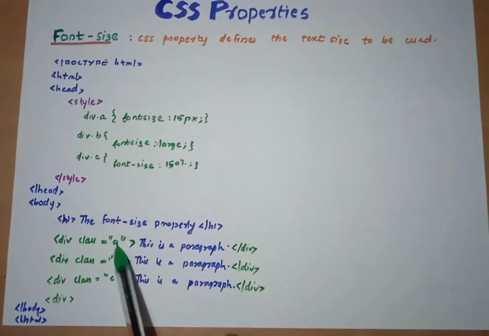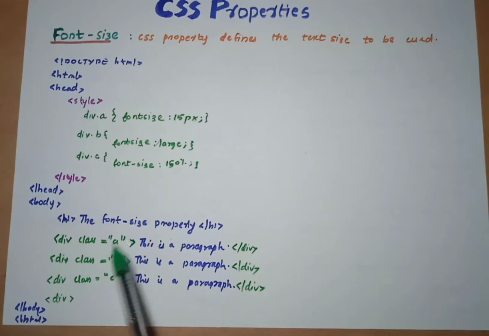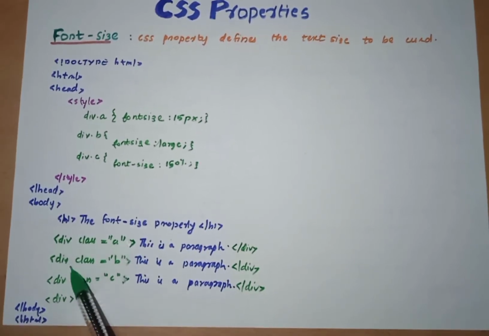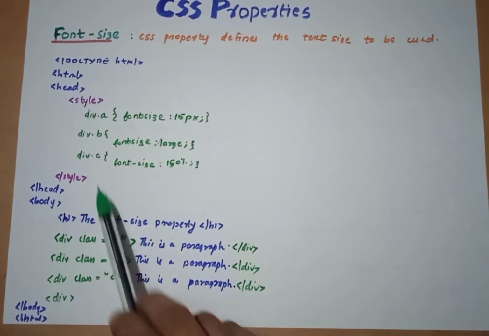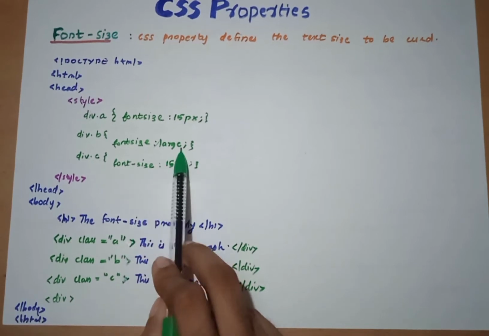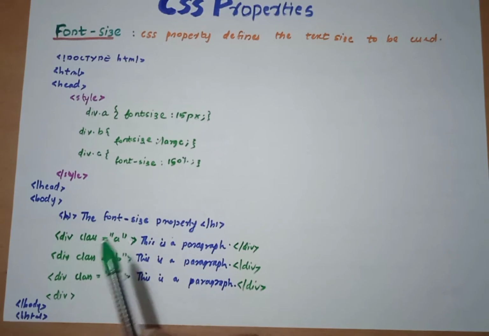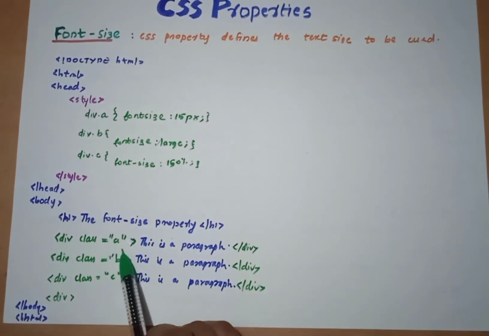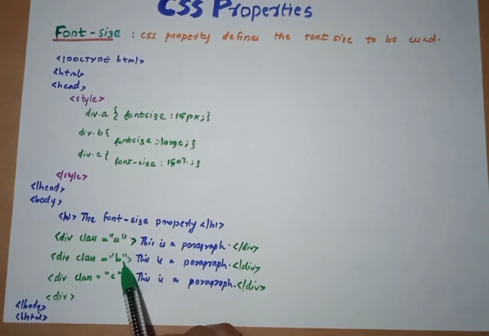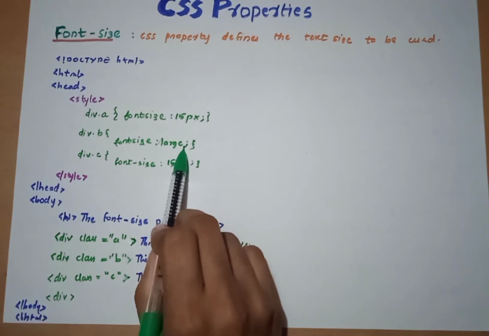For me, I used this 15 pixel to be displayed for the first paragraph. So I used class is equal to A. And the next class I used is B. What is the feature of class B? It has a font size of large. So whatever is written inside this div element will be displayed with the style defined inside the class called B, that is, it will be displayed in a large font size.